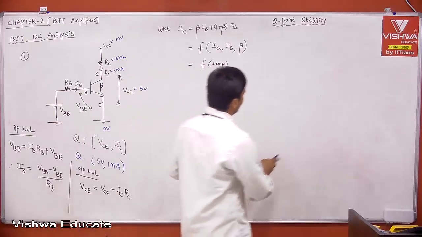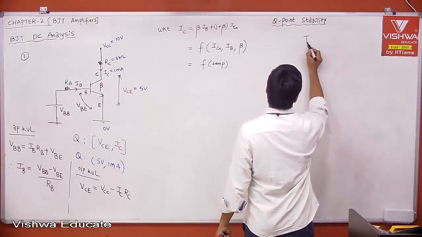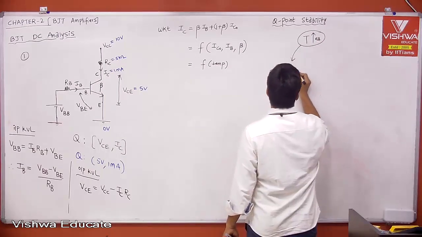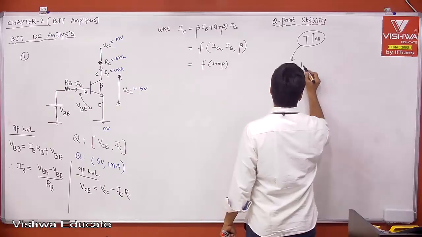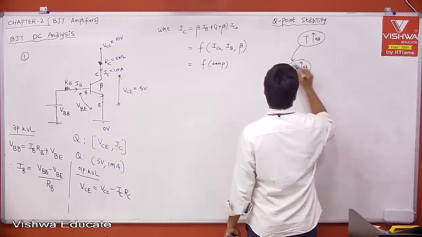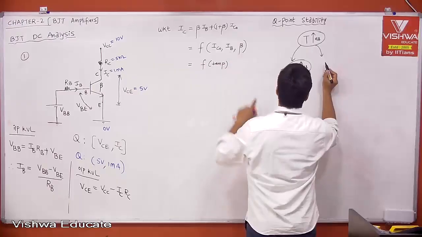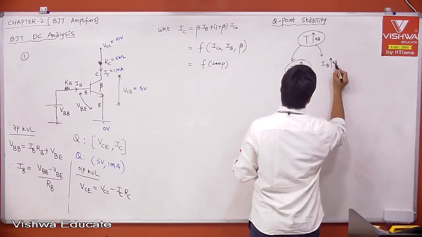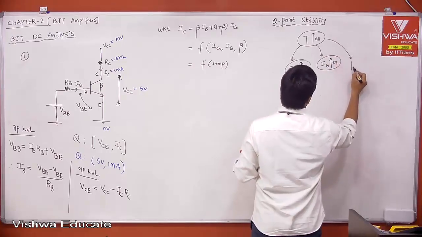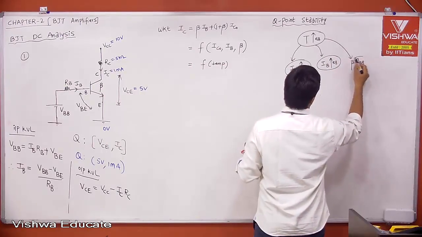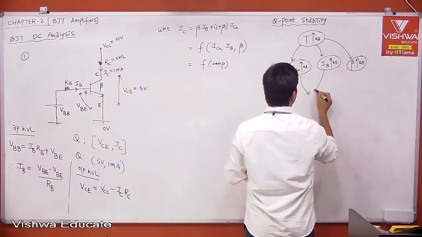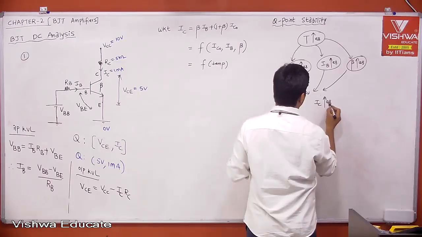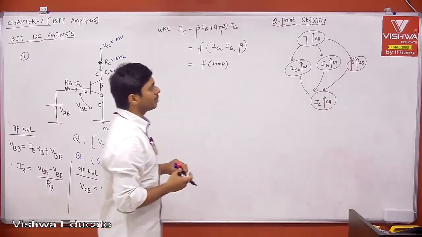Just listen here. Now, if temperature increases, then can I say your reverse saturation current IC naught is increasing? When temperature increases, your IB is also increasing. When temperature is increasing, your beta is also increasing. All three are increasing, therefore your IC is increasing because of all three.